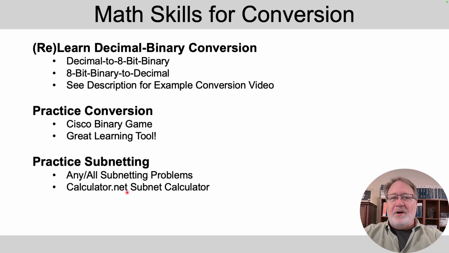There's a tool called calculator.net. It's a site with lots of different kinds of calculators. They have a subnetting calculator there. And the one thing that's nice about that one is that it shows the binary version of the IP address and the binary version of the mask, the binary version of the subnet ID, and so on, so you can see your work if you're working in binary.